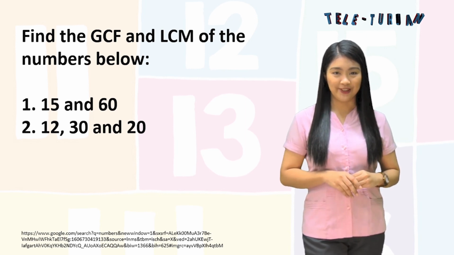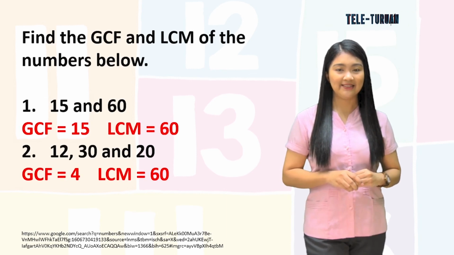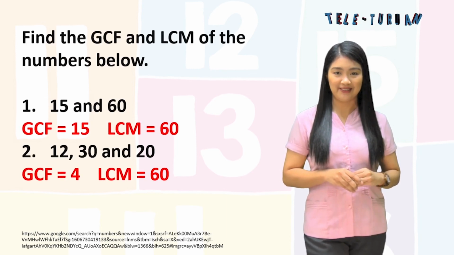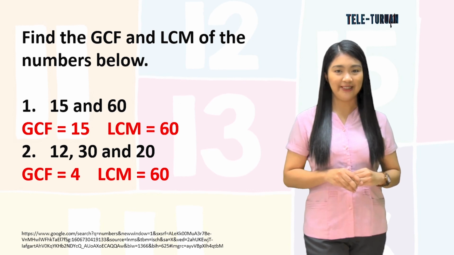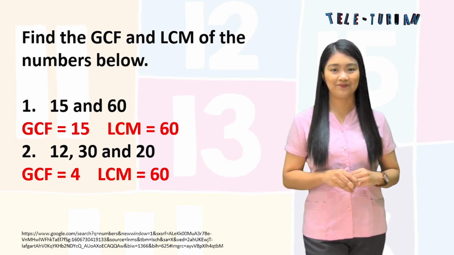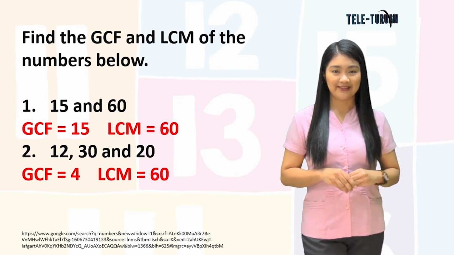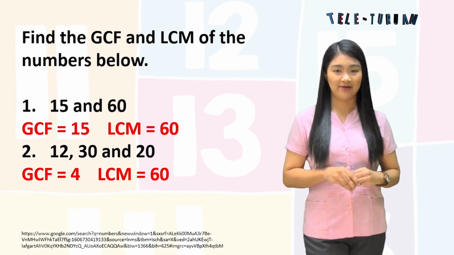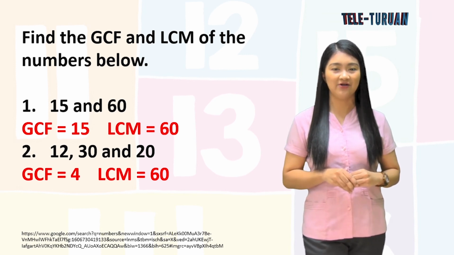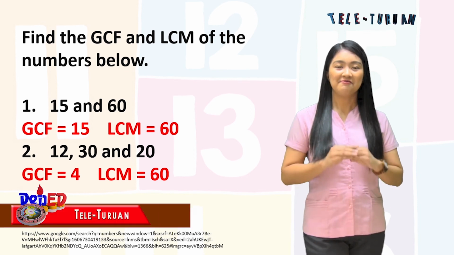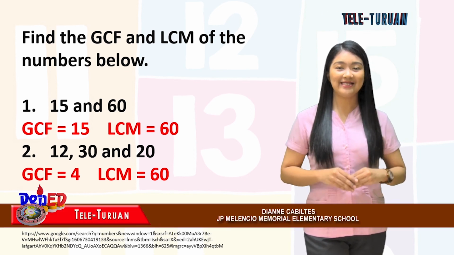Let us check your work. For number 1, the greatest common factor is equal to 15, and the least common multiple is equal to 16. For number 2, the greatest common factor is 4, and the least common multiple is also 16. Very good. And that ends our lesson.